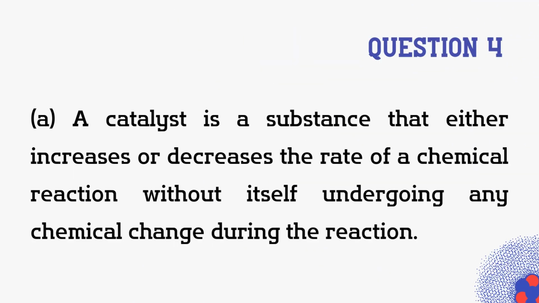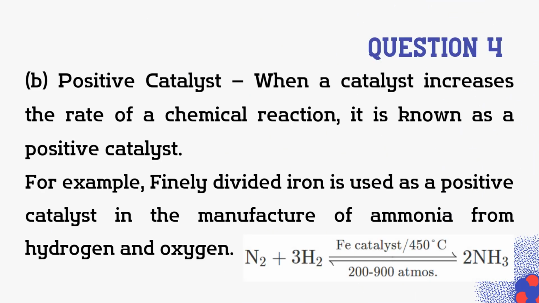Answer. A. A catalyst is a substance that either increases or decreases the rate of a chemical reaction without itself undergoing any chemical change during the reaction. Answer. B1. Positive catalyst. When a catalyst increases the rate of a chemical reaction, it is known as a positive catalyst. For example, finely divided iron acts as a positive catalyst in the manufacture of ammonia from hydrogen and nitrogen. In this process, iron speeds up the reaction, making the production of ammonia more efficient.